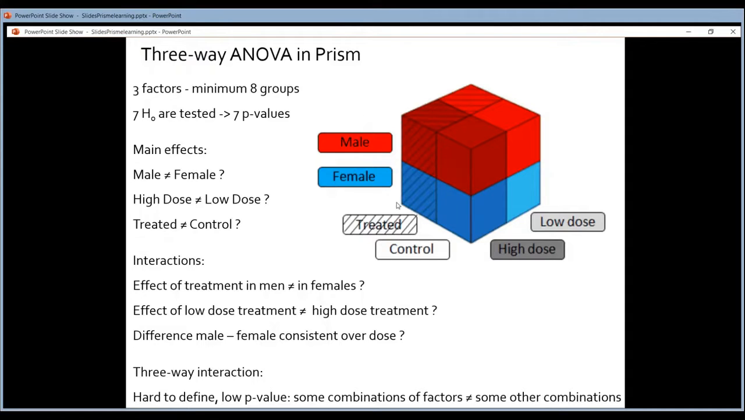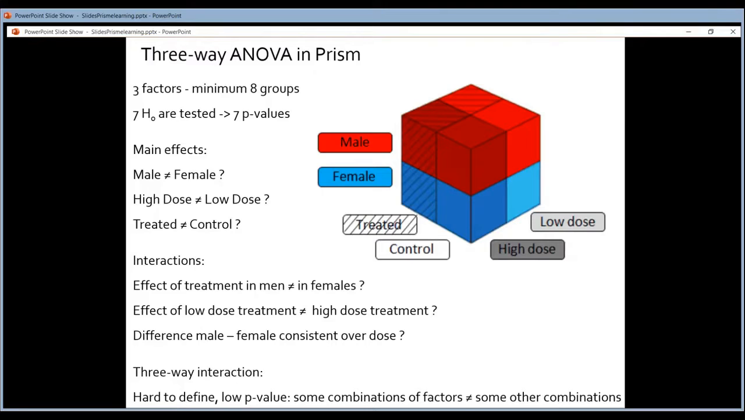have 3 factors. So you have a treatment, you have gender, for instance, and then you even make a distinction between a high and a low dose. 3 factors. That means that it's going to output 7 different p-values. So for one-way ANOVA, you have 1 p-value. For two-way ANOVA, there are 3 p-values. For three-way ANOVA, it generates 7 p-values.